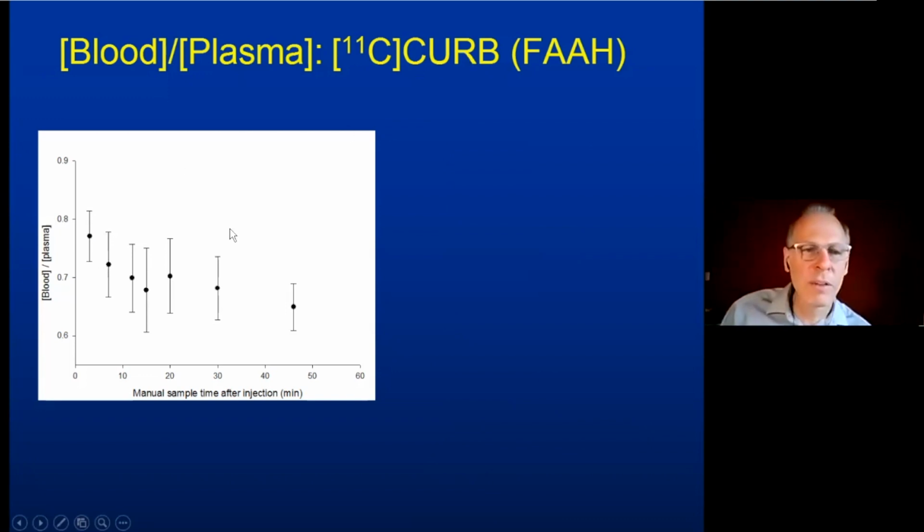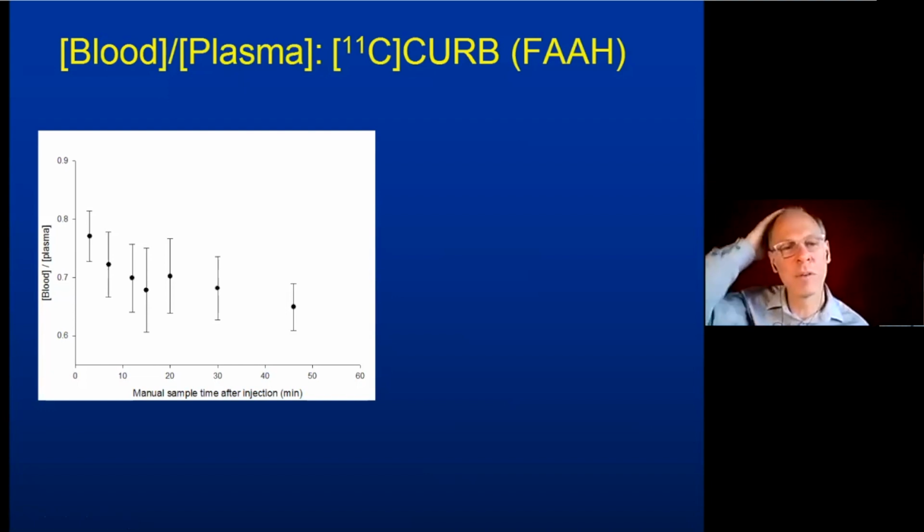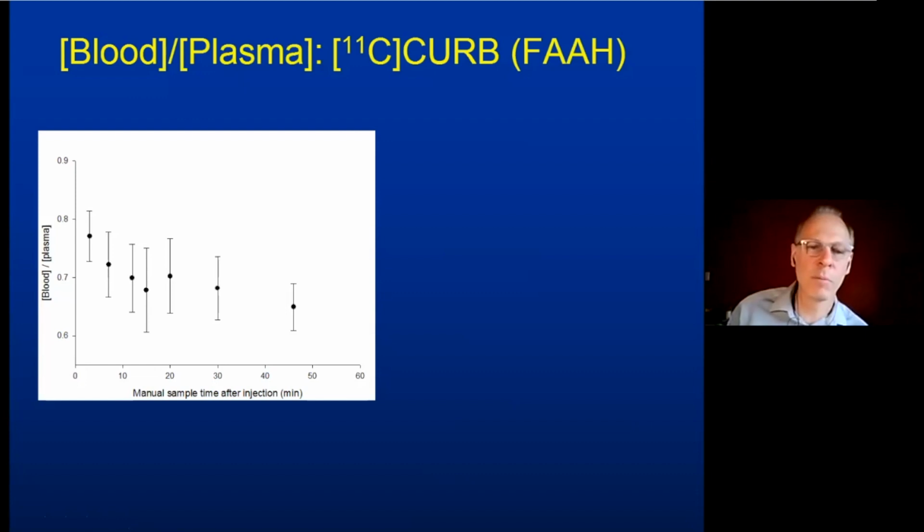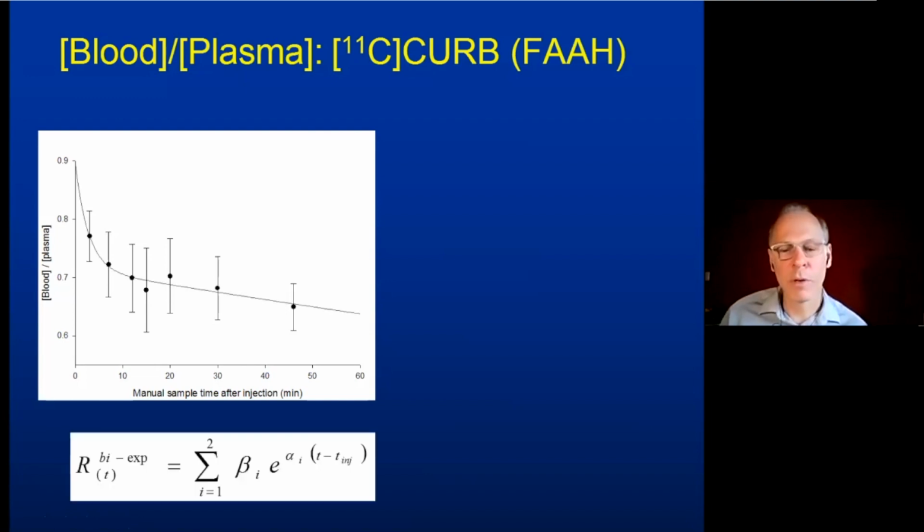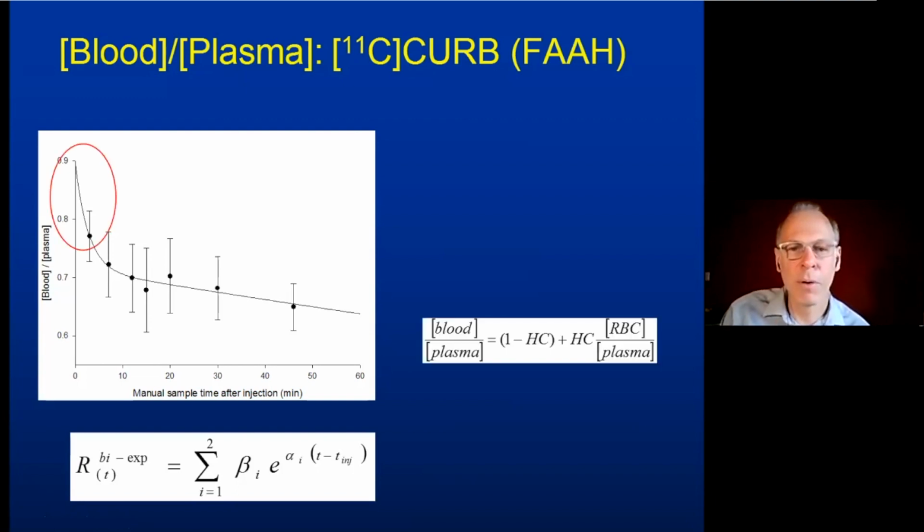The curves you are seeing here are the average of 7 samples and of 7 subjects. Usually, when you look subject by subject, you cannot see any clear pattern. The blood-to-plasma ratio for most radioligands is fit with a bi-exponential. And this presents a big problem because we don't know what happened before the first manual sample from the time of injection.